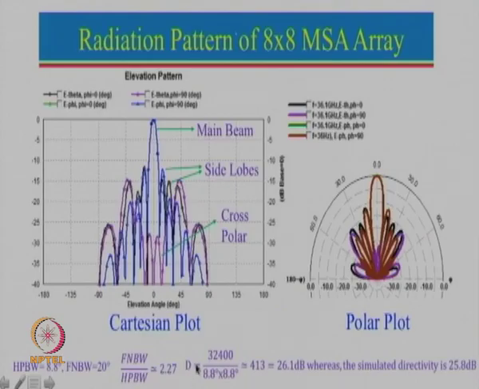Now, from here we can actually use the earlier formula which I had mentioned. For a larger array, one can use 32,400. If you use that formula, the number comes out to be about 26.1 dB, whereas the simulated directivity is about 5.8 dB. So, you can see that this number is relatively close to this number. One can use a very simple formula like this to find out the directivity of the antenna.